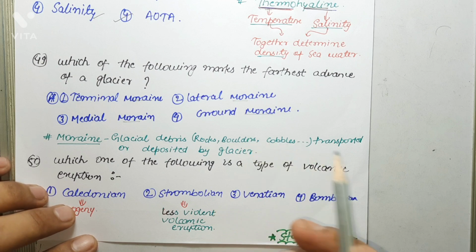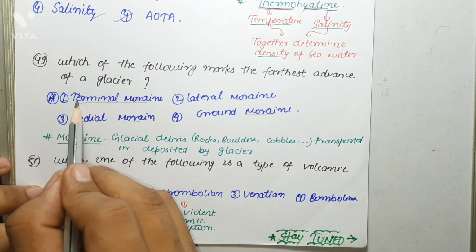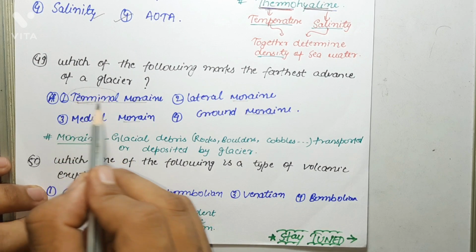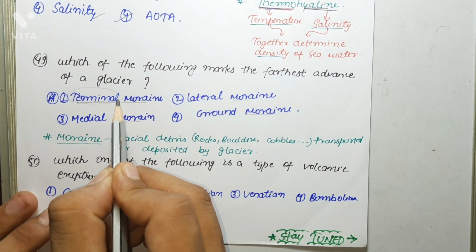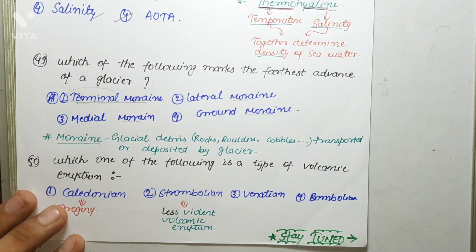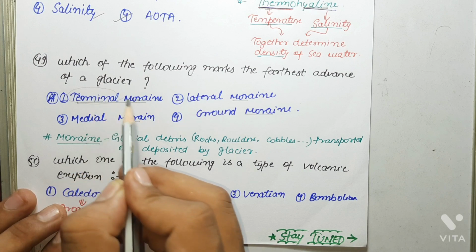Now in terminal moraine, as the name suggests, terminal means end moraine. This is also termed as end moraine, and these are formed at the end of a glacier. You can say if glacial debris is deposited by the glacier at the end of the glacier. And in this case the front of the glacier remains stationary for a long time. So basically terminal moraines are also known as end moraines. Now let's see the other options also.